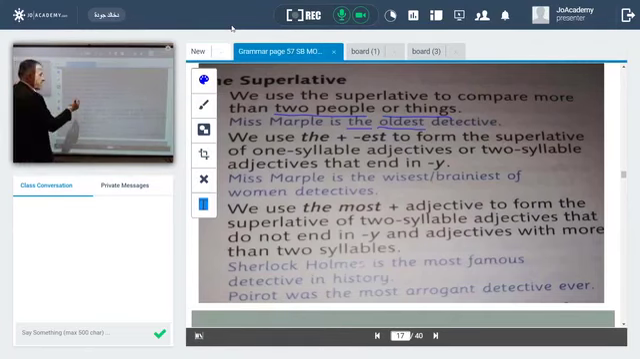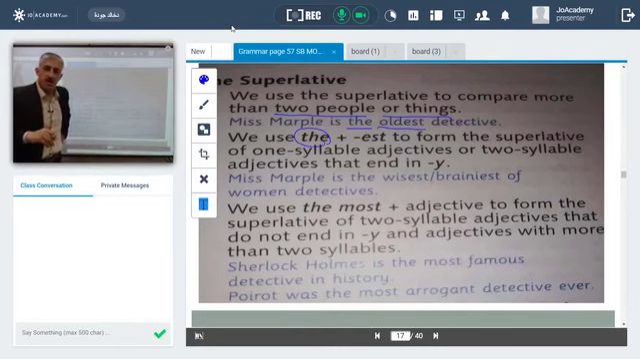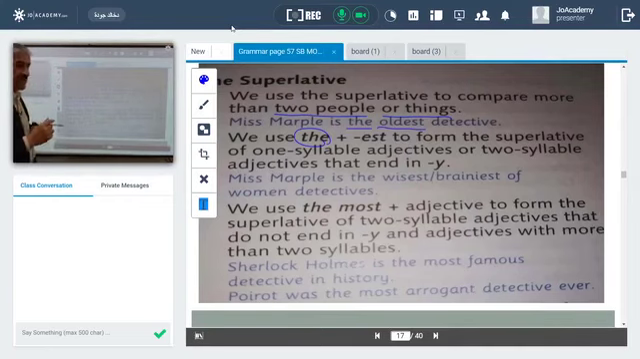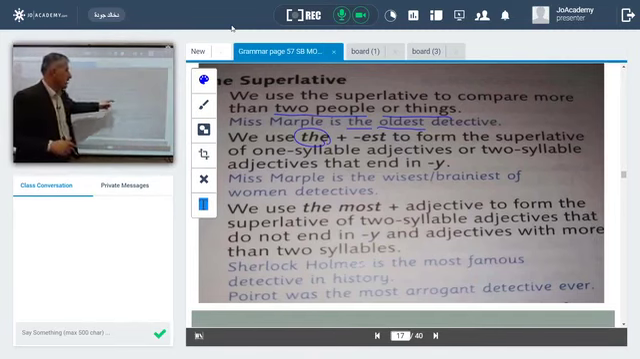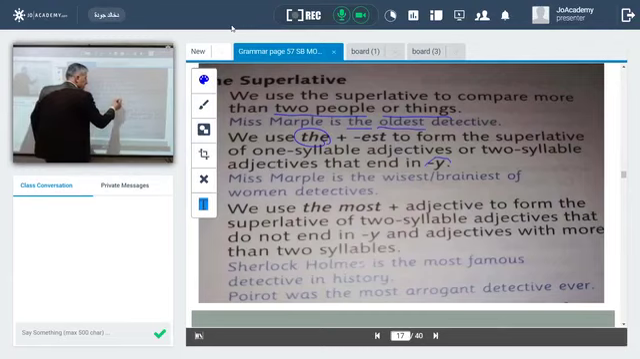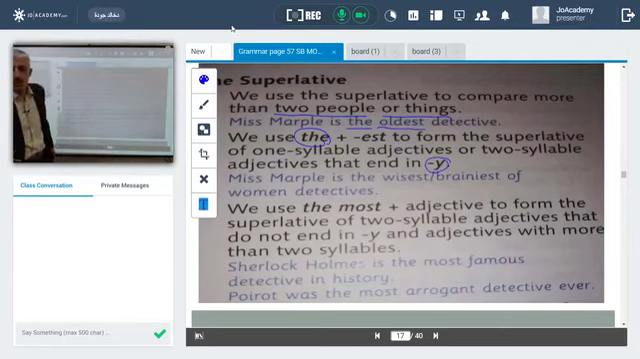We always need to remember that the precedes the adjective. The plus est, if it is one syllable, to form the superlative of one-syllable adjectives or two-syllable adjectives that end in y. So if the adjective ends with y and it is two syllables, we add est to the end of the adjective, and we drop the letter y from the end of the adjective.